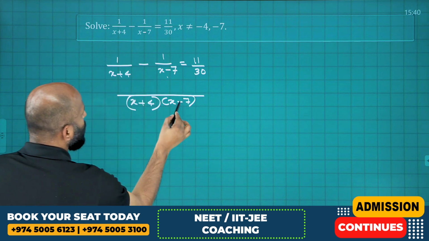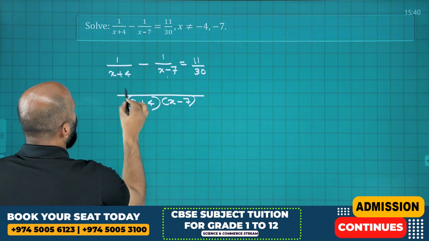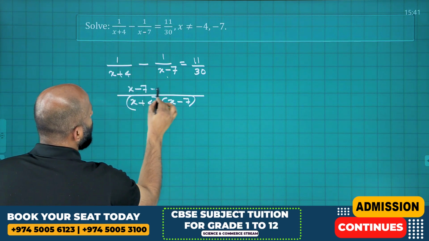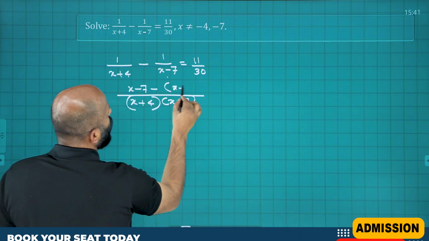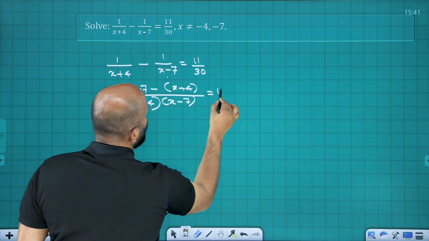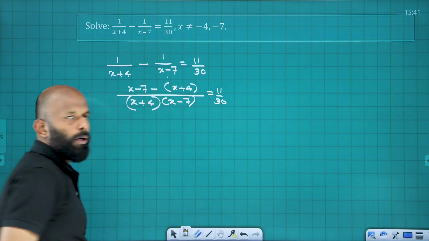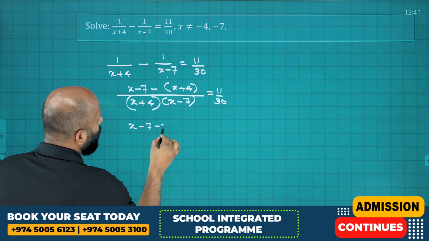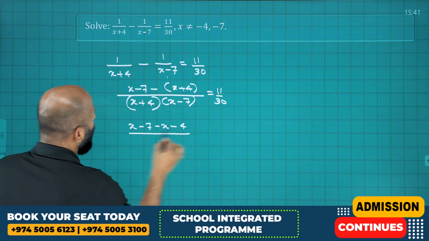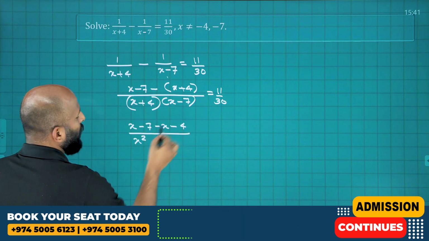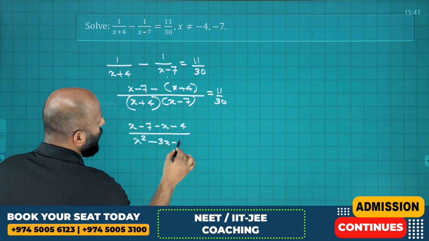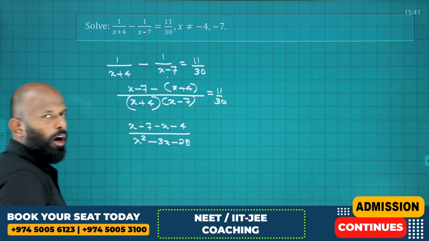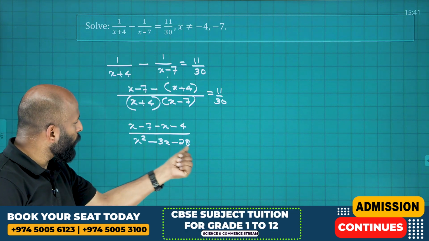When we compare this denominator, x minus 7 is not there. So 1 into x minus 7 becomes x minus 7, minus 1 into x plus 4, is equal to 11 by 30. Now we can open the bracket: x minus 7 minus x minus 4 divided by x square minus 3x minus 28. Hope all of you understood how we are getting this one.